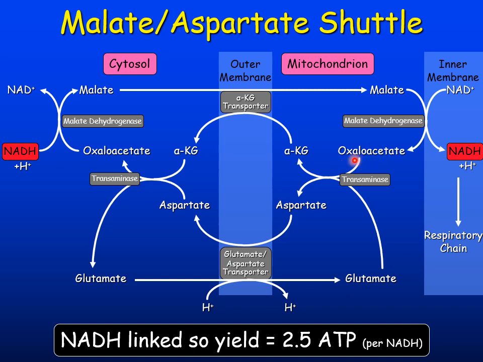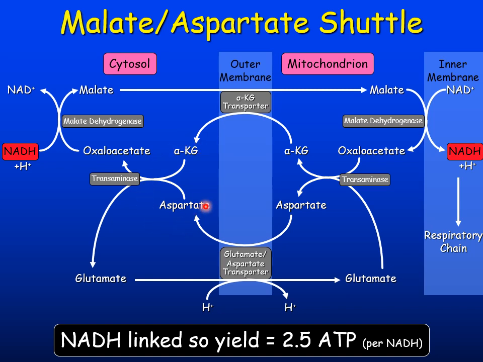Now to get this back out of the mitochondrion, we transaminate it. In this case, we rob glutamate of an amine group, dropping it onto oxaloacetate, forming aspartate. And the carbon backbone of glutamate gives us alpha-ketoglutarate, which then couples via the exchange transporter to swap for a molecule of malate going in. So we've got alpha-ketoglutarate on the outside of the mitochondrion. And aspartate is exchanged for a molecule of glutamate coming in via this exchange transporter. So we've got aspartate on the other side of the mitochondrion now.